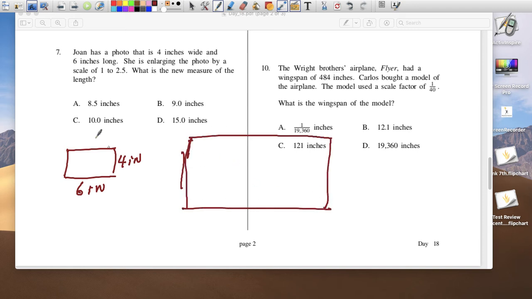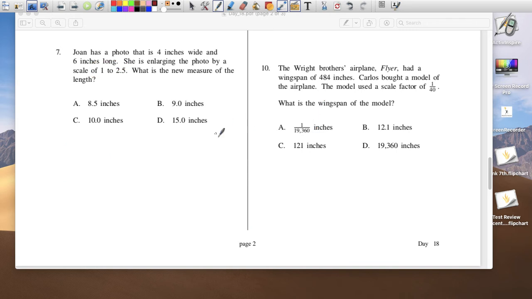So every inch is going to be 2.5 on the new one, so this is our times 2.5. So if we multiply 6 times 2.5, it's going to be 15 inches. Right, so I'm going to use this. 1 inch equals 1 to 2.5, so every 1 here is 2.5, so 6 times 2.5 gives us 15.